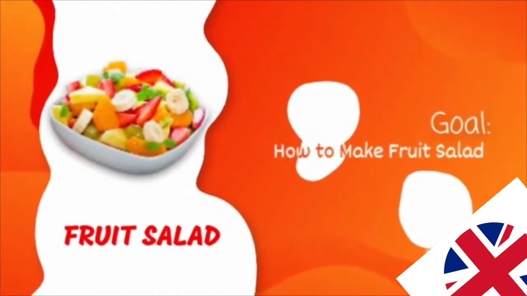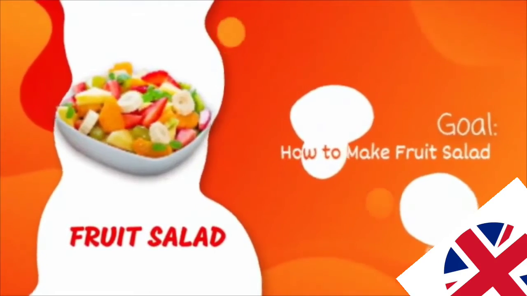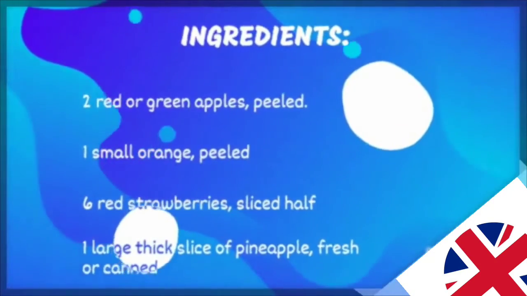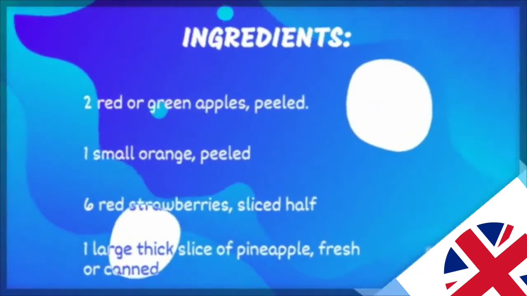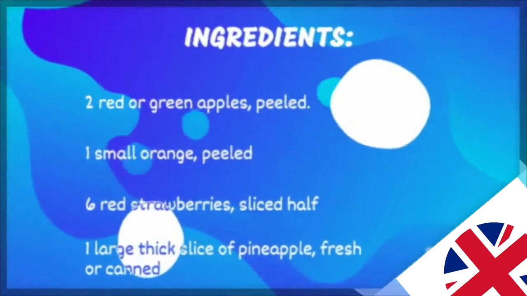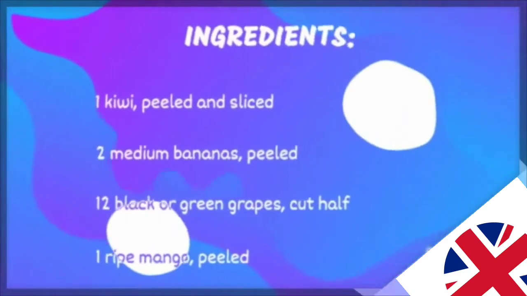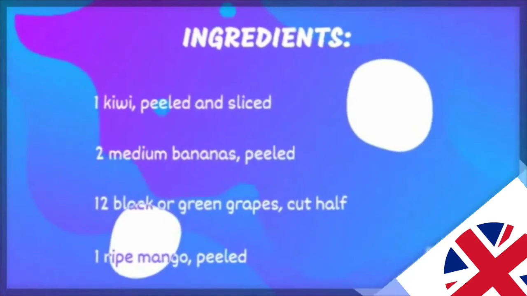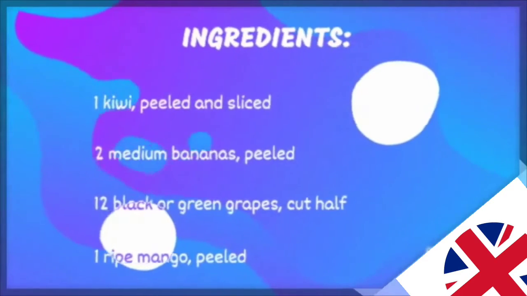The goal is how to make fruit salad. The ingredients are 2 red or green apples, a small orange, 6 red strawberries, a large thick slice of pineapple, a kiwi, medium bananas, 12 black or green grapes, a ripe mango, half a melon, 5 tablespoons of mayonnaise, and grated cheese.